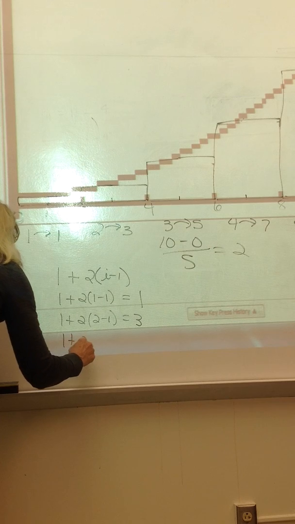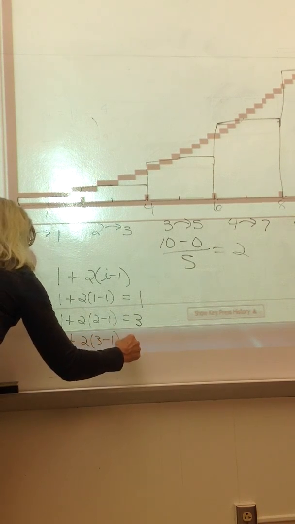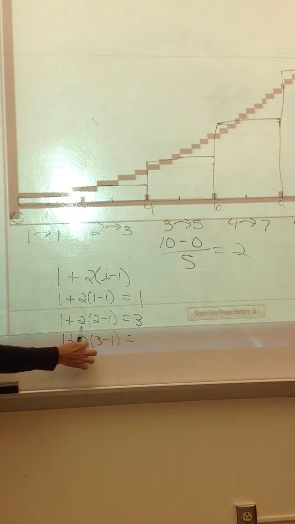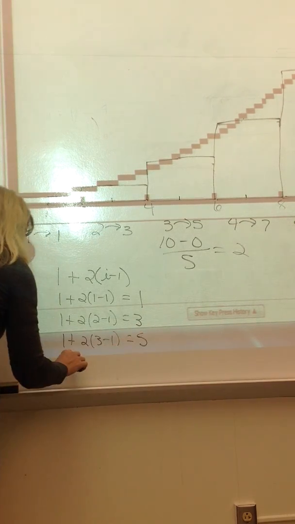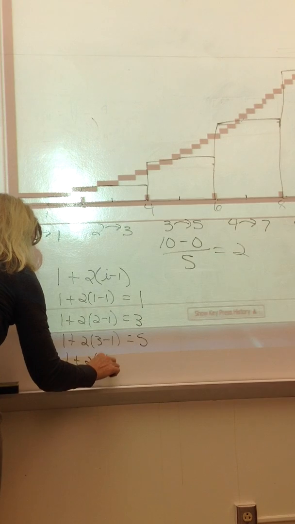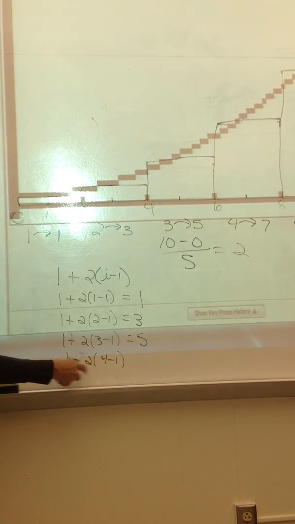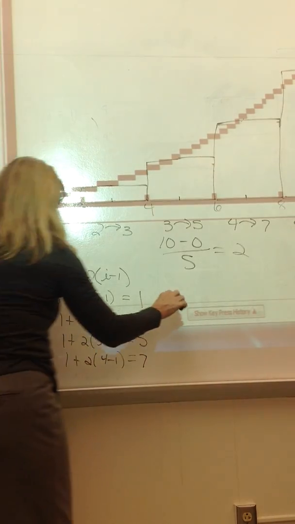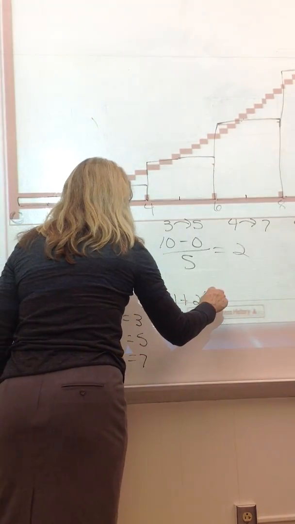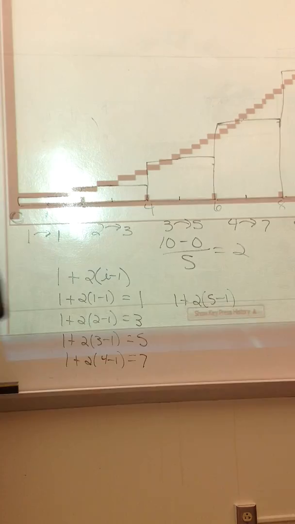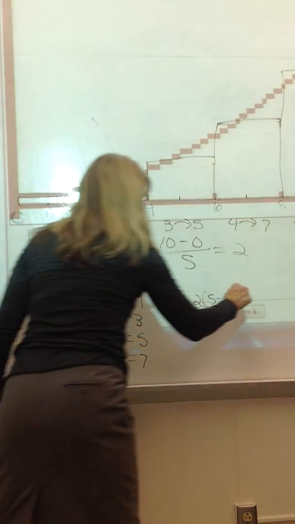And then 1 plus 2 times 3 minus 1, 3 minus 1 is 2, 2 times 2 is 4, 4 plus 1 is 5. And then 1 plus 2 times 4 minus 1, 4 minus 1 is 3, 3 times 2 is 6, 6 plus 1 is 7. And then the last one, 1 plus 2 times 5 minus 1 is 1 plus 8, which is 9.